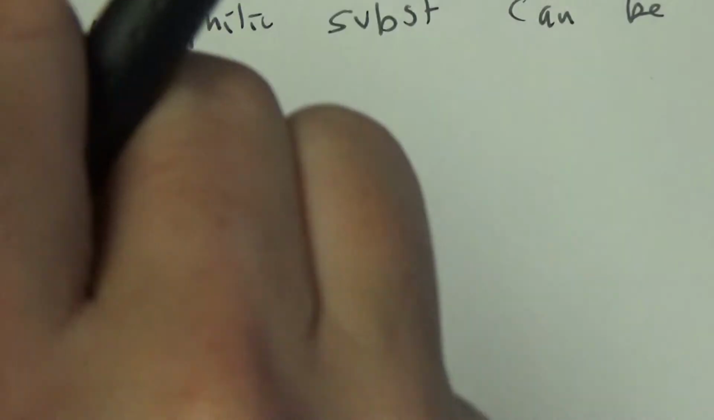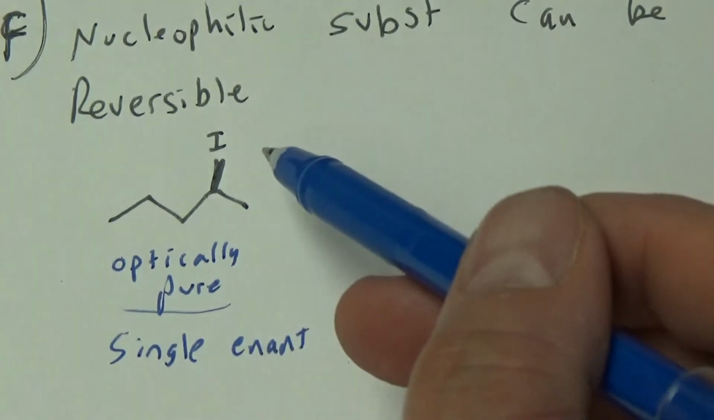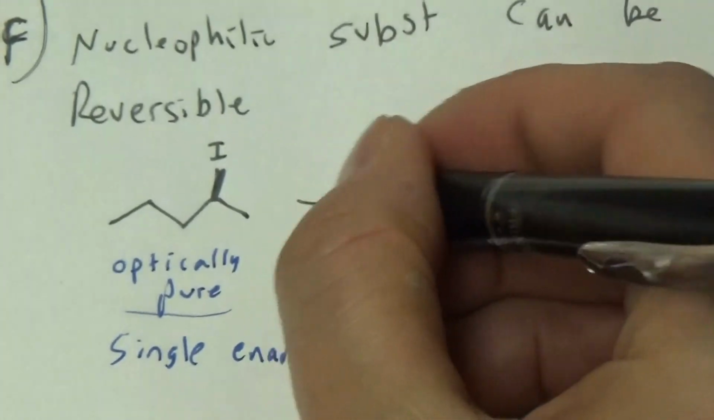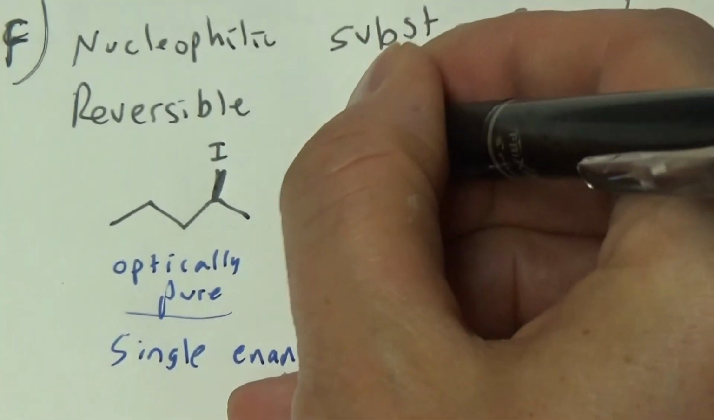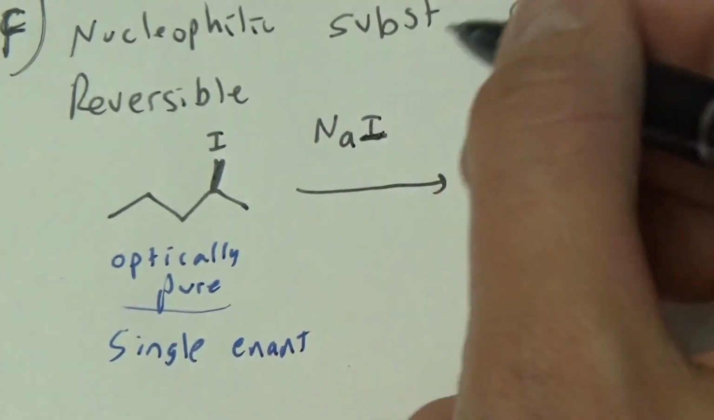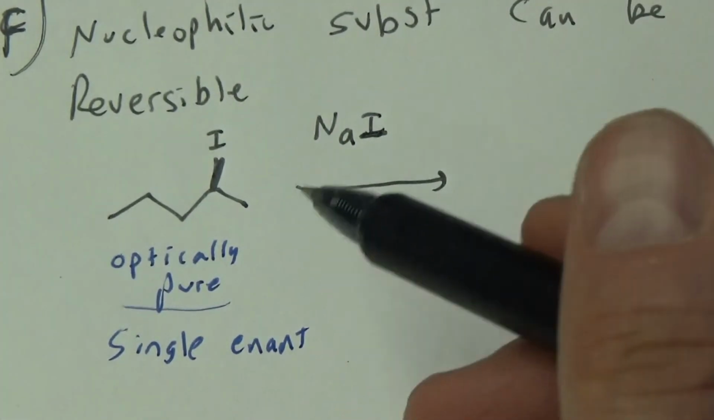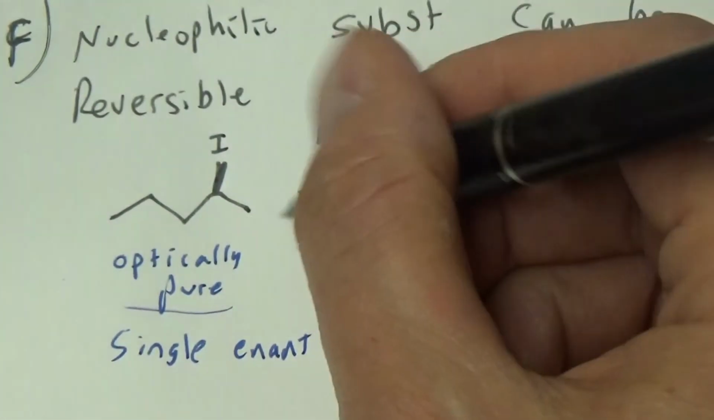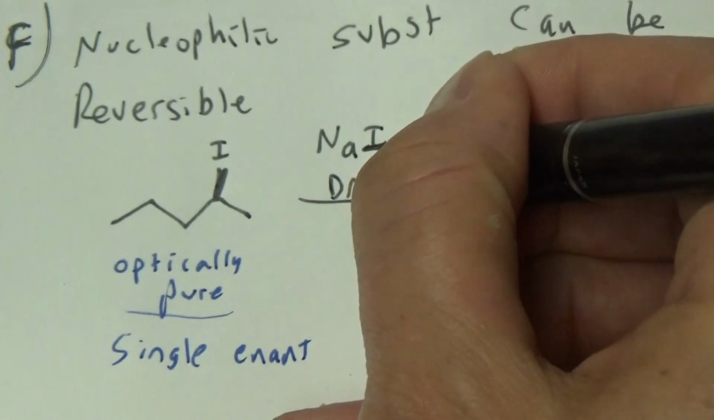What kind of group is iodide? It's a good leaving group, right? But it's interesting that it's also a good nucleophile. It's a good leaving group and a good nucleophile. That's weird, right? Maybe you've thought about that before, but it's definitely true.